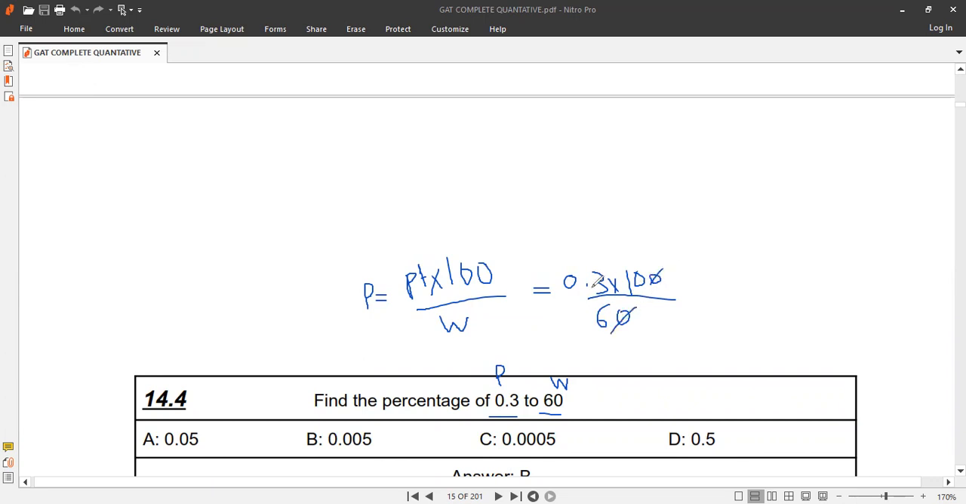So 10 multiplied by 0.3 equals 3. When you multiply by 10, you move the point to the right one step. This becomes 3, and 3 over 6. It's half if you simplify it, or 0.5. So the answer is D. The answer is D.